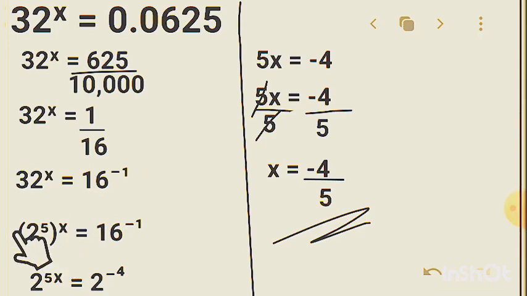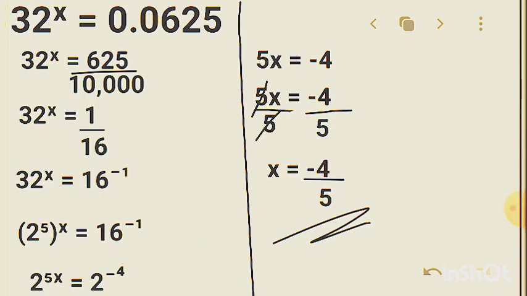Now 2 raised to the power 5 is the same thing as 32. We put it in bracket as we've seen earlier, and the index is outside. Now it's still equals to 16 raised to the power minus 1. Mind you, 16 is the same thing as 2 raised to the power 4. So because 16 is the same as 2 raised to the power 4, and we multiply by minus 1, we have 2 raised to the power minus 4. Now if we remove the bracket here, we multiply 5 times x, we have 5x, so 2 raised to the power 5x is equals to 2 raised to the power minus 4.